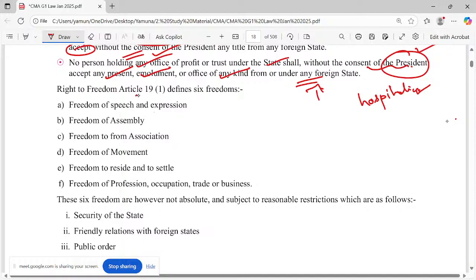Yes, with respect to Article 19, probably you might have done in your school days. Right to freedom. Freedom on what? Right of speech, expression. Wherever you can form an assembly, you can form an association. Freedom of movement. You can go anywhere at any time. Right to reside and settle anywhere. Right to practice any profession, occupation, trade or business. See, we have done in Indian Contract Act, restraint of trade, business, profession. See, that's a freedom for you to practice any profession, occupation, trade or business.